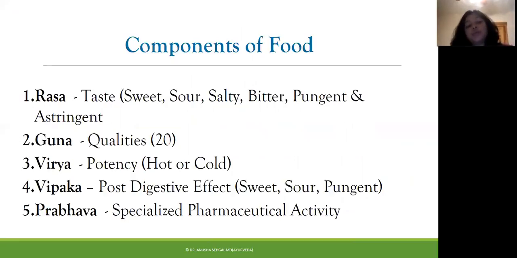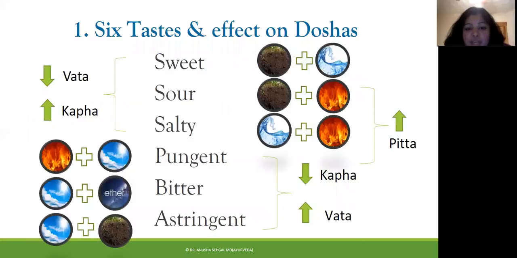Okay, so these components are known as the 5 qualities of food. We use this word qualities in different contexts, looking at how we can help to understand different components of a particular object and how it functions, okay? So in looking at food, there is the rasa or the taste, the guna or qualities. Here also we look at qualities, virya or the potency, vipaka, the post-digestive effect, and the prabhava or the specialized pharmaceutical activity, okay? So looking at that, we have 6 tastes that are described in Ayurveda.